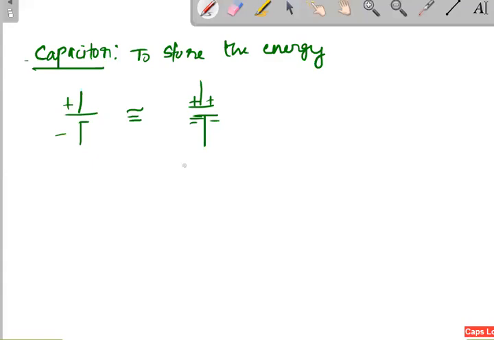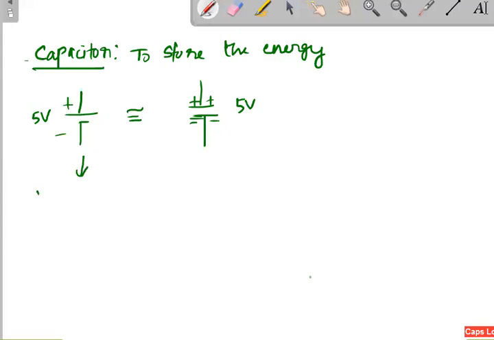Say this one is giving 5 volts, and this also is giving you 5 volts. Then what is the idea behind this? Please note down very clearly: the battery will give you the energy for infinite time. What is the assumption here? If a battery is connected with some system, it gives the energy for an infinite duration.